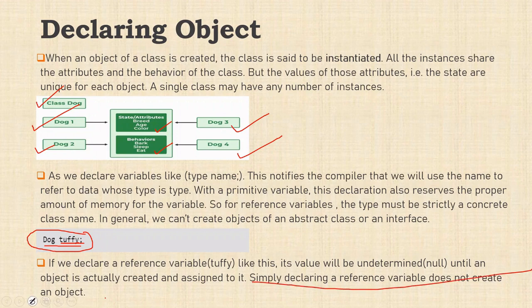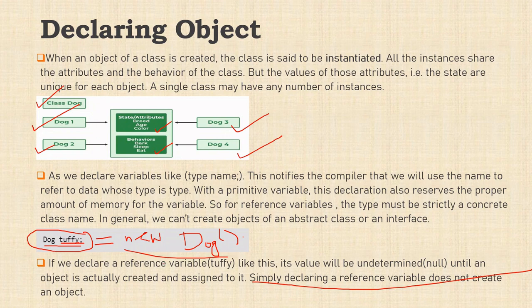So how will it create the object? For that purpose you have to use the new keyword, like Dog toffee = new Dog(). With the new Dog, the object will be created and that object will be assigned to this toffee. With the help of the new keyword you can do this, and then it will be the complete creation of the object.